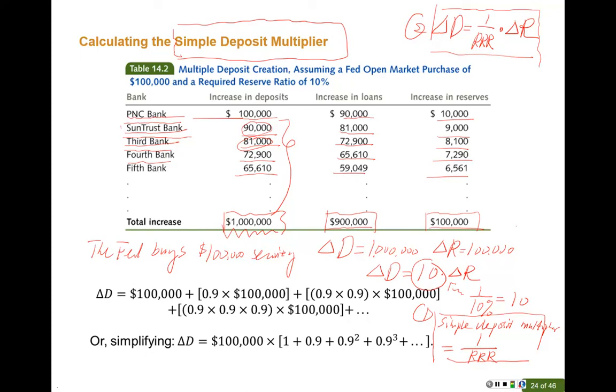Keep in mind, the Fed initially only injected $100,000 into the banking system, but eventually, with this story, it can create $1 million of deposits. It can create $900,000 of loans. So you can see that's a multiplier effect here. So the Fed just injects a smaller amount of money, and it actually can create a larger amount of deposits and loans in the banking system.